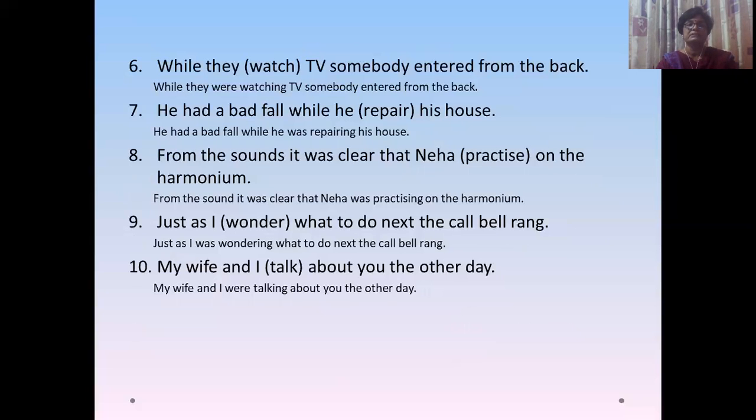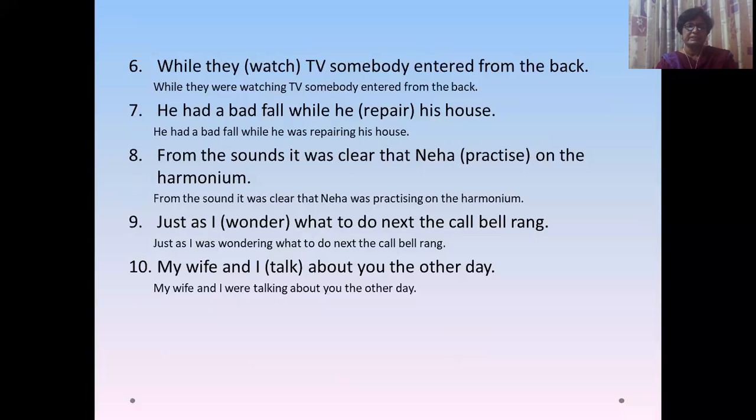Now the sixth sentence: While they watched TV, somebody entered from the back. Now here the verb is watch. While they were watching TV, somebody entered from the back. In the next sentence: He had a bad fall while he repaired his house. He had a bad fall while he was repairing his house. So again, we have changed the verb into past continuous tense form.